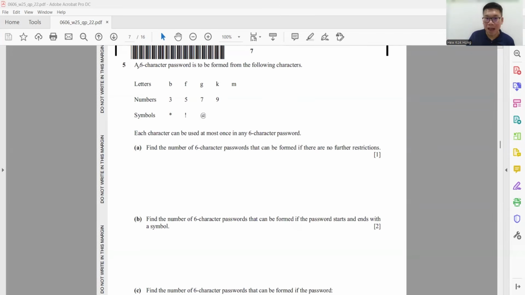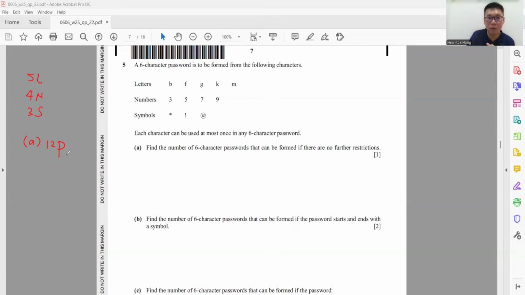We go to question 5. A 6-character password is to be formed by using the following characters. We have 5 letters, 4 numbers, 3 symbols. Each character can be used at most once in any 6-character password. Find the number of 6-character passwords that can be formed if there are no further restrictions. So in total we have 12 of them.